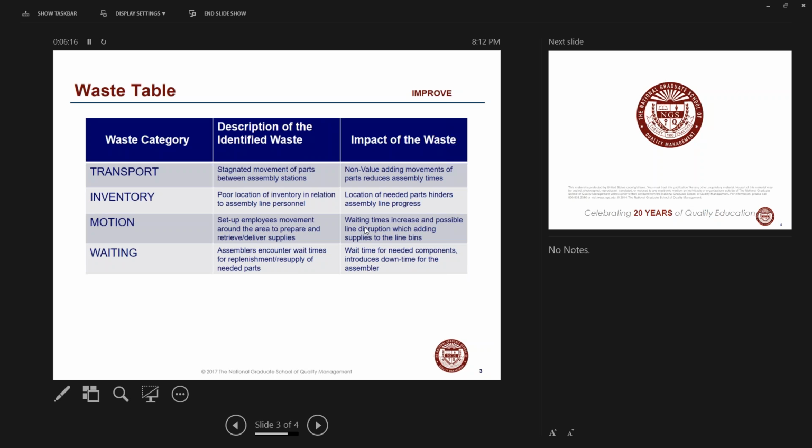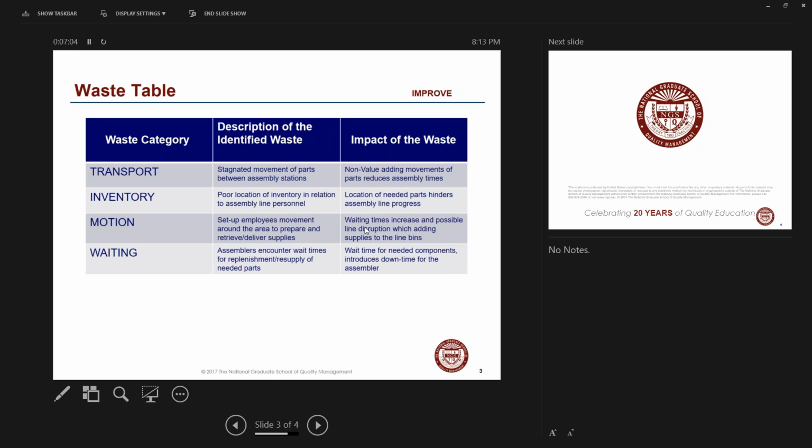The third one is the motion, and the identified waste has to do with the setup employees, the movement around the assembly area to prepare, retrieve, and deliver the supplies to the assembly line. And the impact of that waste is the waiting times are increased and possible line disruption, adding supply to the bins on the line. And then finally is the waiting, the last category. The assemblers encounter wait times for replenishment or resupply of their needed parts. And the impact is the wait time for needed components introduces downtime for the assembler.